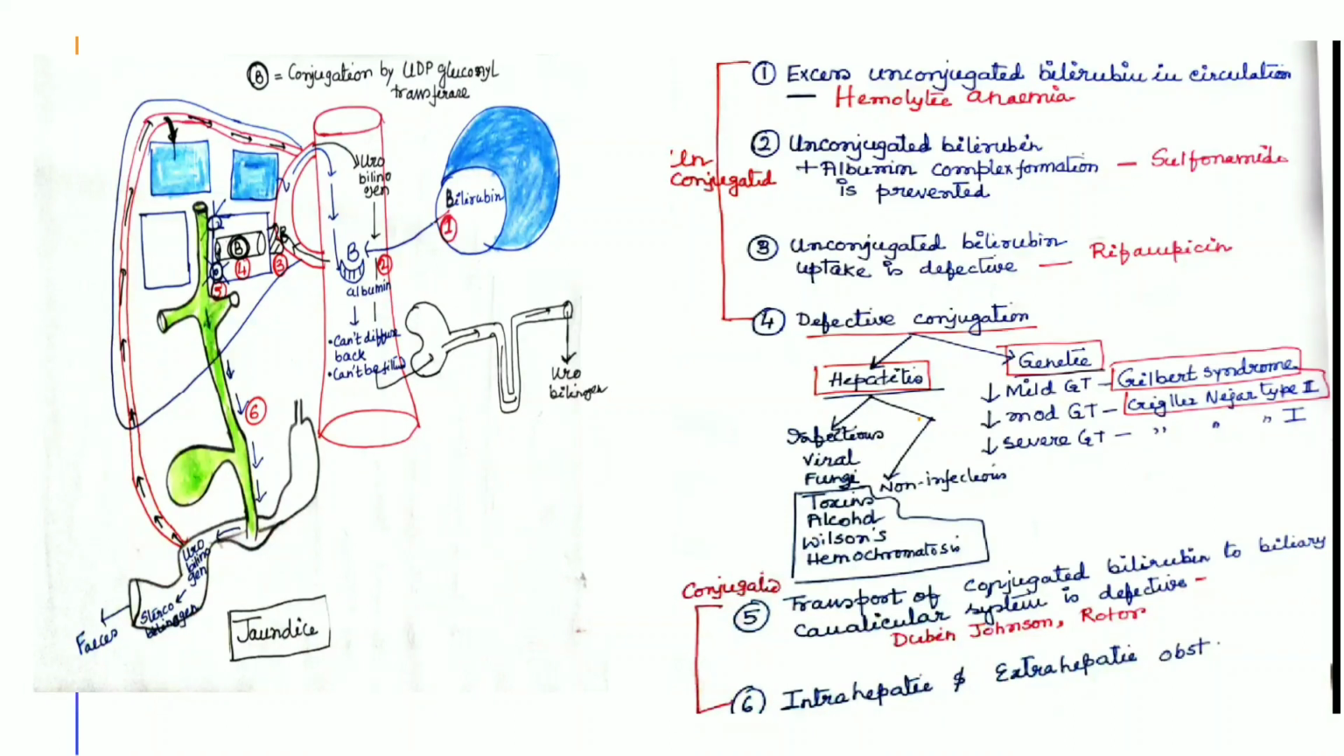Okay, so point number 5 is the intrahepatic causes of jaundice, obstruction of movement of bile. Now intrahepatic, and point number 6 is the extrahepatic causes mostly. So in case of intrahepatic conjugated bilirubin hyperbilirubinemia, two syndromes are also there. One is the Dubin-Johnson syndrome, another is the Rotor syndrome.